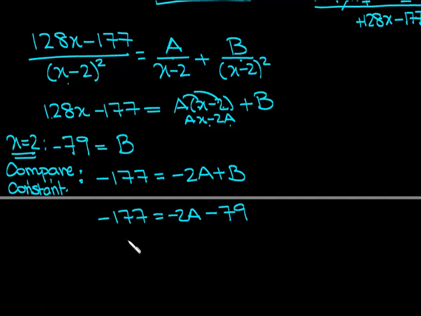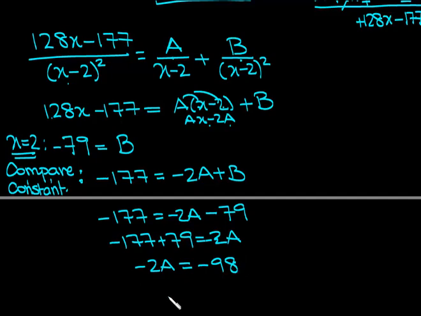Okay, so you move the 79 over, so I get negative 177 plus 79 is equal to negative 2A. So you get negative 2A is equal to negative 98. I'm sorry, negative 98. Okay. So we get A divided by 2, is equal to, the negatives will cancel, 49. Okay, so that's what we got.